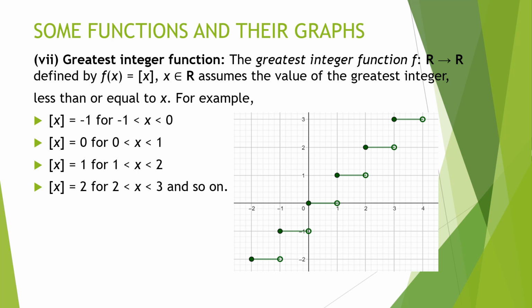For example, if x is between 0 and 1, say x is half, then which is the greatest integer which is less than or equal to half? It is 0. So it will give the value 0. Same way, if x is between 1 and 2, for example x is 1 and a half, then which is the greatest integer less than or equal to x? It is 1. So it will give the value 1. If x is between minus 1 and 0, say x is minus 0.5, then which is the greatest integer less than or equal to minus 0.5? It is minus 1. So it will give the value minus 1.